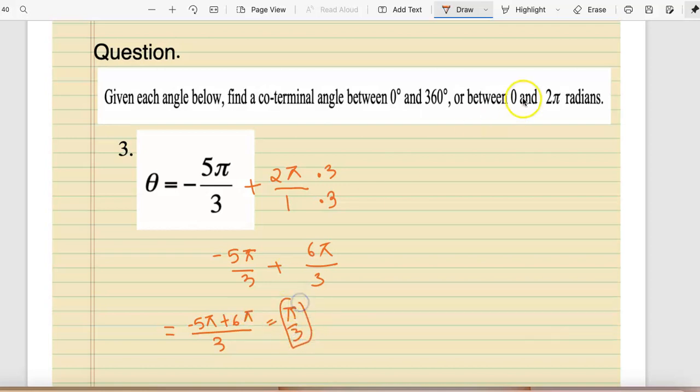Now is this pi over 3? Yes. If this is pi over 3, what is that in degrees? Sorry, pi is 180, so pi over 3 is 60 degrees. This is coming between these two numbers. So in radians, that's the coterminal angle for this angle over here.